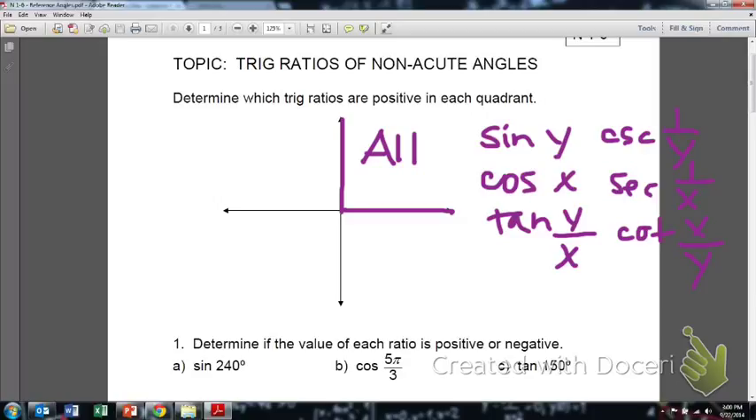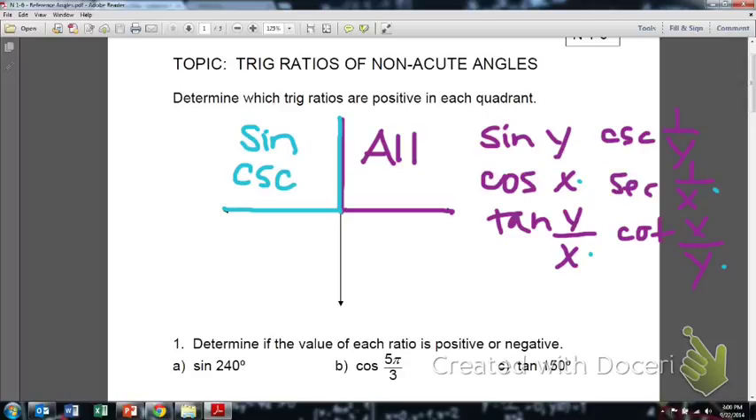Now in the second quadrant, the x's are negative, right? And when you're in the second quadrant, you have a negative x value. You still have a positive y though. So anything that has x in it will be negative. So that means cosine will be negative, secant will be negative, tangent will be negative, and cotangent will be negative. But sine and cosecant will be positive.